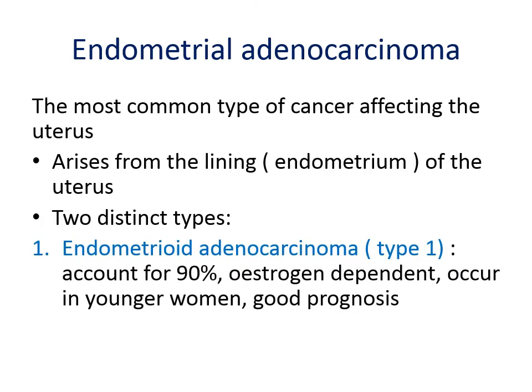The commonest is the endometrioid adenocarcinoma, that is known as type 1. This accounts for the majority of endometrial adenocarcinoma. About 90% of those with endometrial adenocarcinoma are of type 1. It is characterized by being estrogen dependent. Therefore, it is frequently preceded by endometrial hyperplasia. It occurs in younger women in comparison to those affected with type 2, and it has a good prognosis.